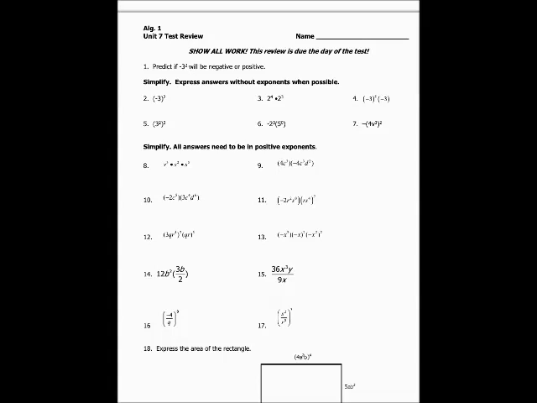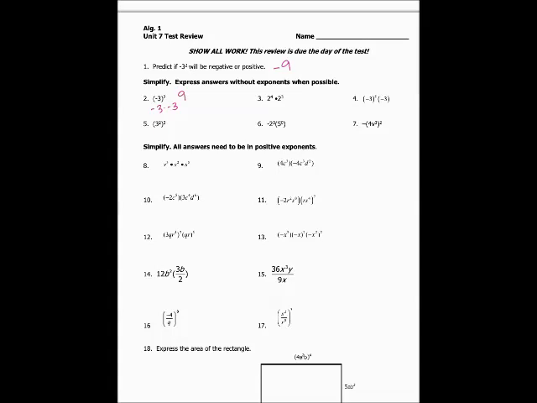Number 1, predict if negative 3 squared will be positive or negative. Well, because the negative 3 does not have parentheses around it, that is going to be a negative 9. If it had looked like number 2, that's saying negative 3 times negative 3, which would be a positive 9.